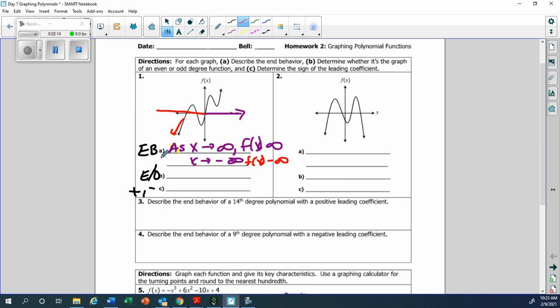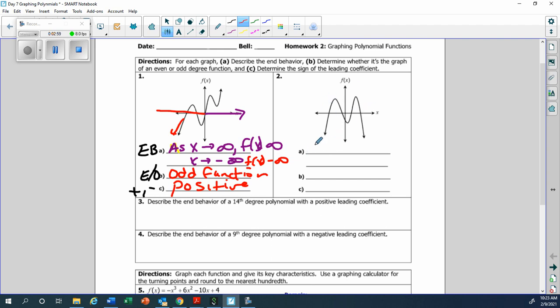Is it even or odd? You just have to look at the terms, right? 1, 2, 3, 4. You take the number of terms plus 1 to decide even or odd. So 4 plus 1 is 5, so it's going to be an odd function. Okay? And is this positive or negative? When it goes in the positive direction, it's going up. When it's going in the negative direction, it's going down. This is a positive graph.